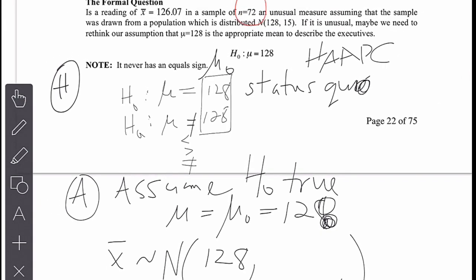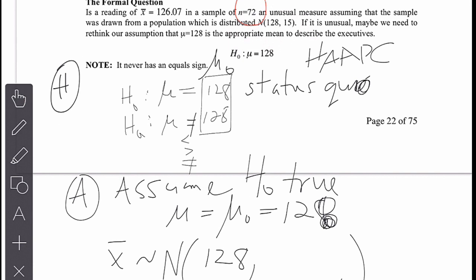So if you remember the numbers, a sample size of 72 was drawn, assuming that the sample was drawn from the population which is distributed normal. So remember, if we don't know it's normal but our sample size is large enough, we can approximate with the normal distribution. X bar would be approximately normal.